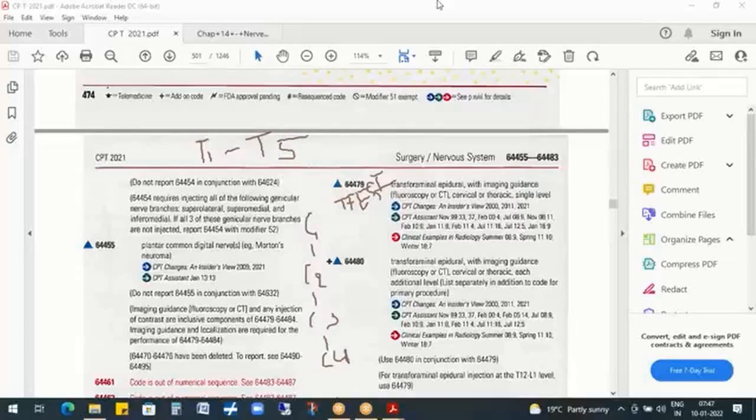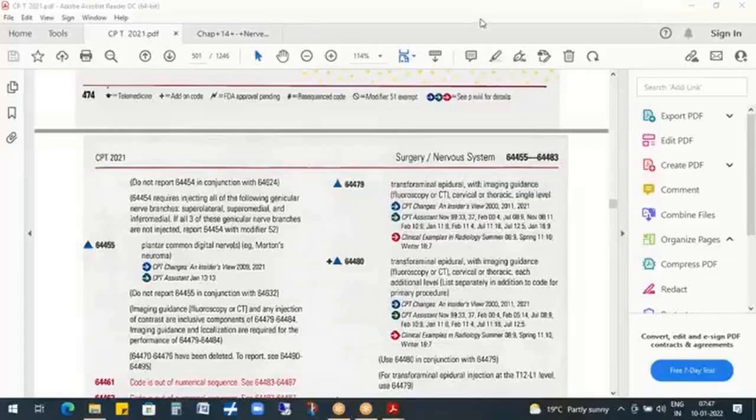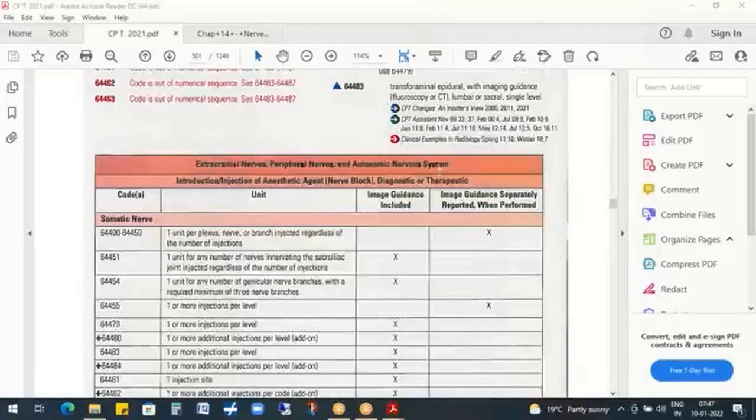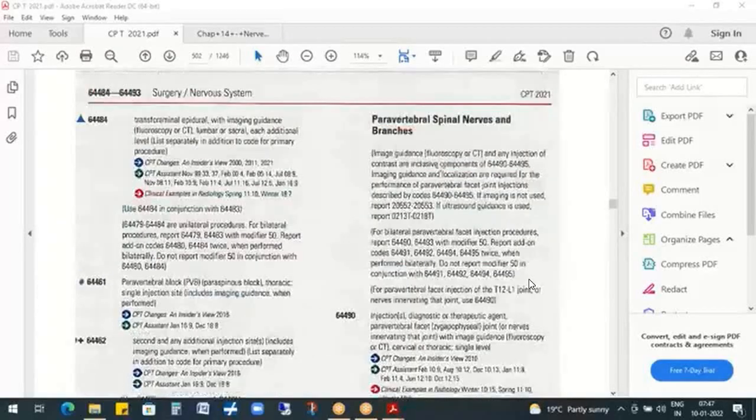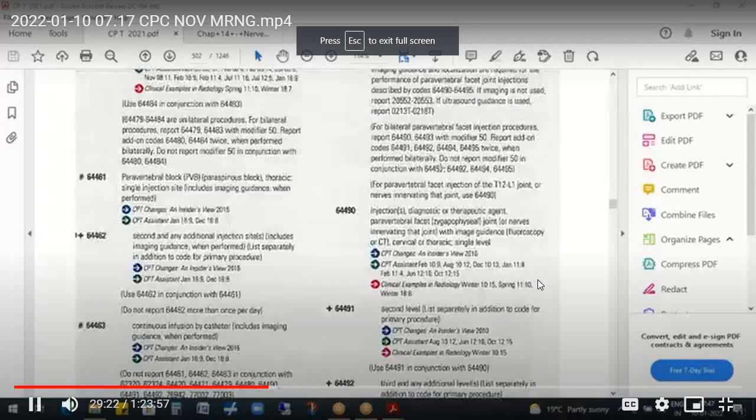Here are the codes. Mark the codes. Some important ones: 64479, 64480, 64483, 64484. This is for lumbar or sacrum.